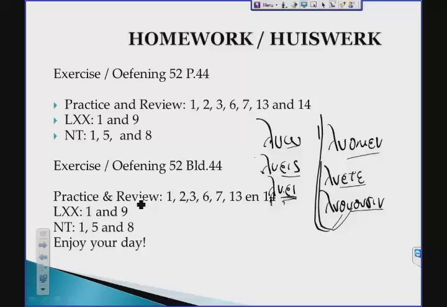Aposteluo. What does it mean? I send. It's not apostolos. Apostolos is the noun. Aposteluo is the verb. I send. Okay? And it denotes a simple action in the present. Okay? That is your main verb there.